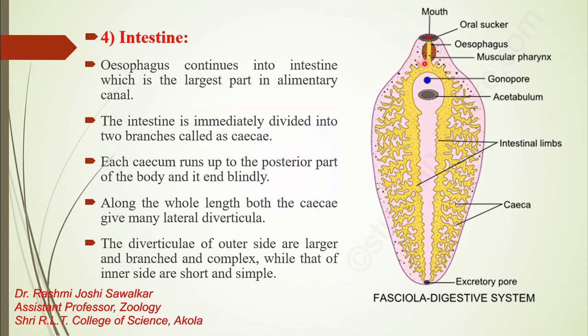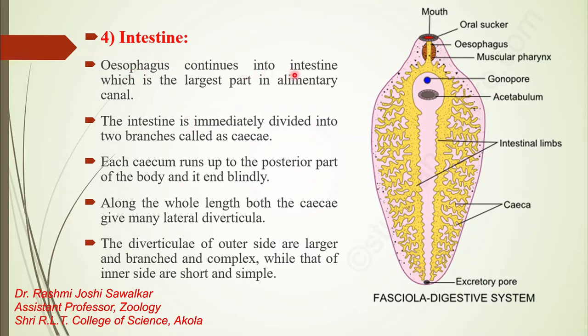The intestine gets bifurcated into two lateral limbs, the right side and the left side, and these two lateral limbs go through the complete length of the body till the posterior end, and here the blind end of the intestine is seen. Now let's see the structure.